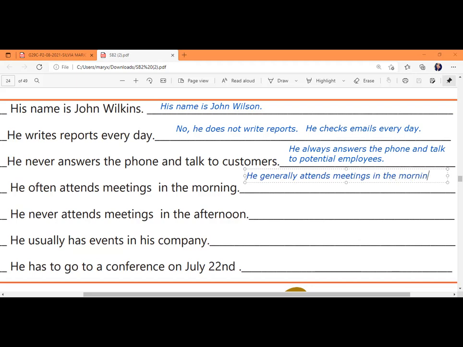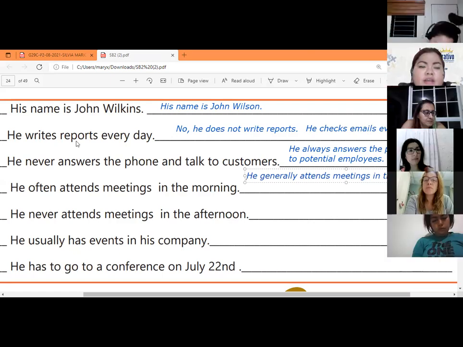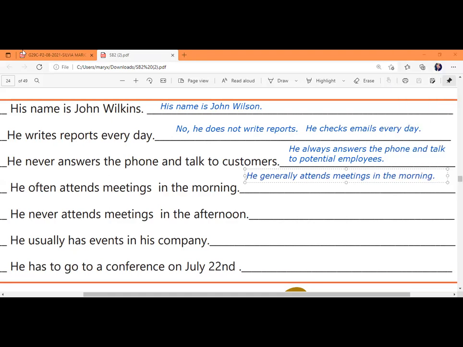¿Está correcto eso, chicos? Miren su respuesta, miren el párrafo. He generally attends meetings in the morning. Permítanme. For me, it is true. Give me a moment. Repítame su respuesta, Aida. For me, the sentence is true. It is true. Me too.